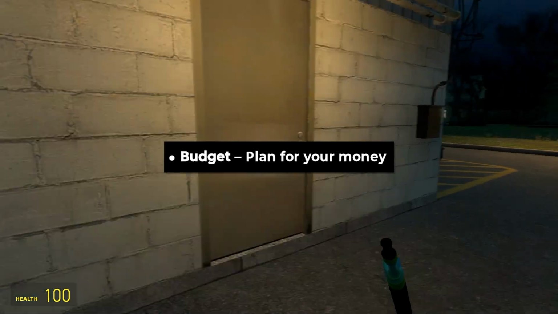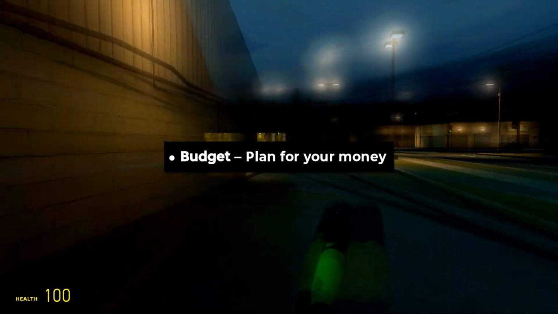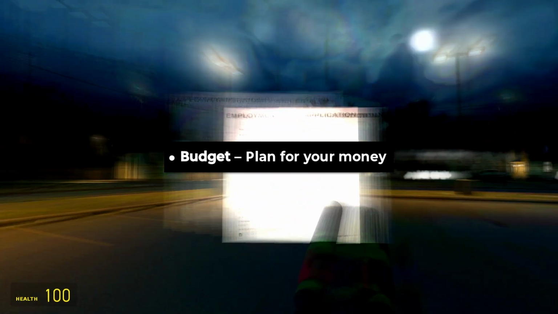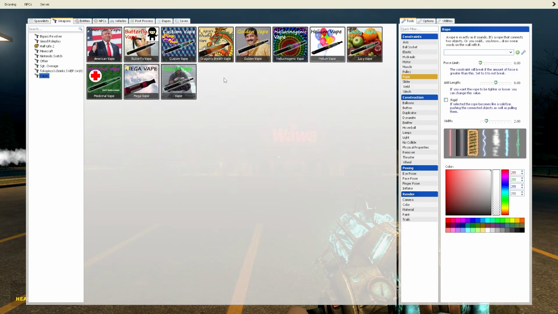Your budget is your plan for your money. Everyone knows what a budget is. They've heard of budgeting. It's basically just writing down what you spend on what so you know where you can put what to. There's savings, which is putting your money aside, saving your money. Again, I'm running you through the basics right now, okay? So you can't say that I didn't tell you.